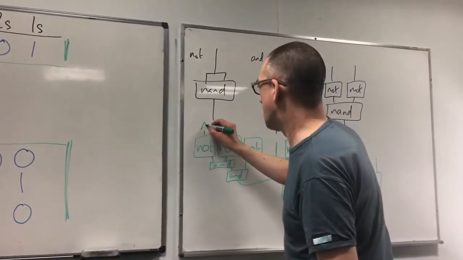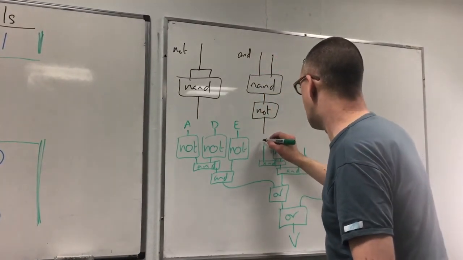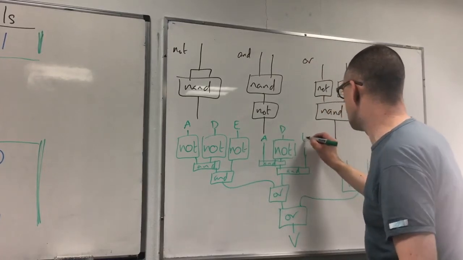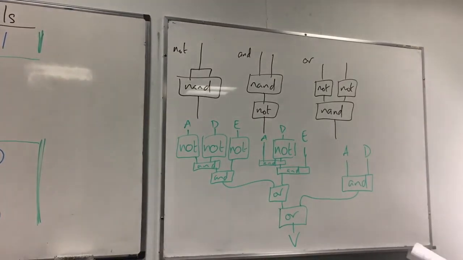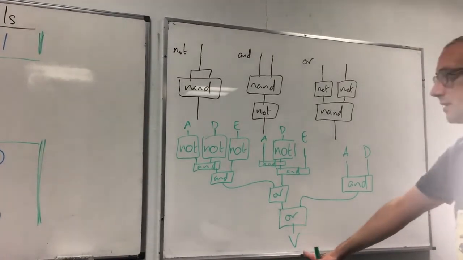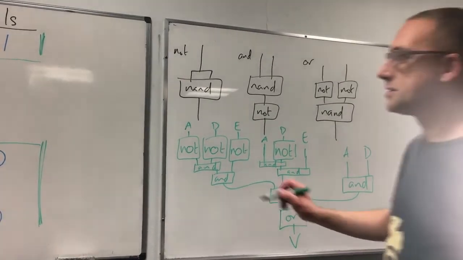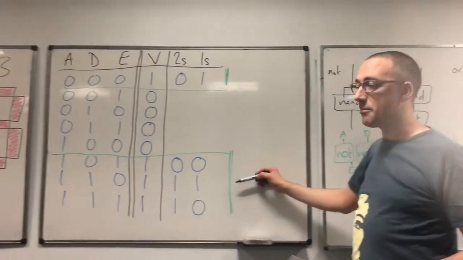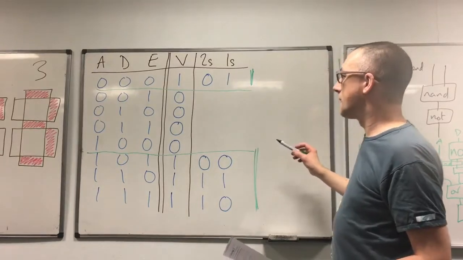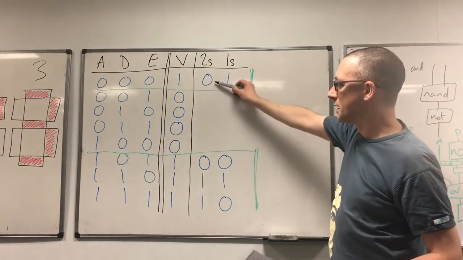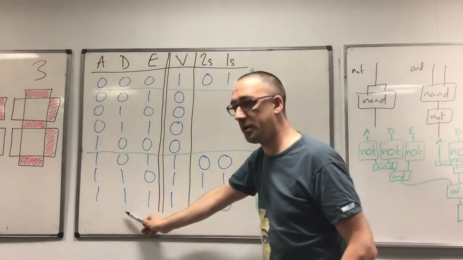Better connect. I'll just write the names of the signals A, D, E, A, D, E, and these were A and D. And we've built our circuit for computing V. Now to finish the job, we need to build circuits to compute 2's and 1's, but they need only give the right answer in the cases where V gives 1. And we can see from this truth table that in those cases, 2's is always a copy of D.